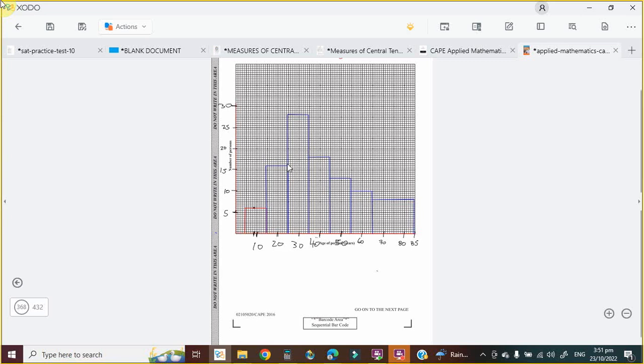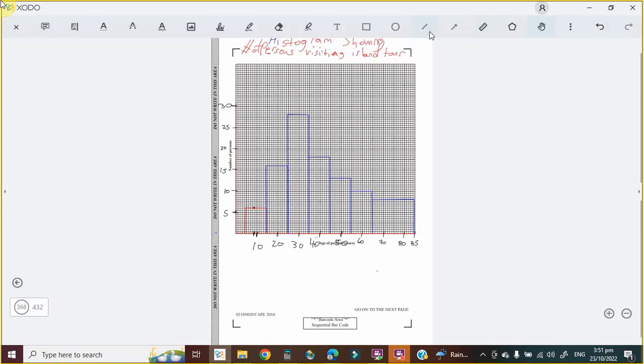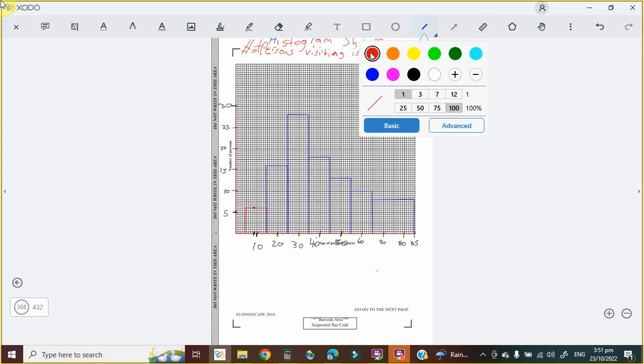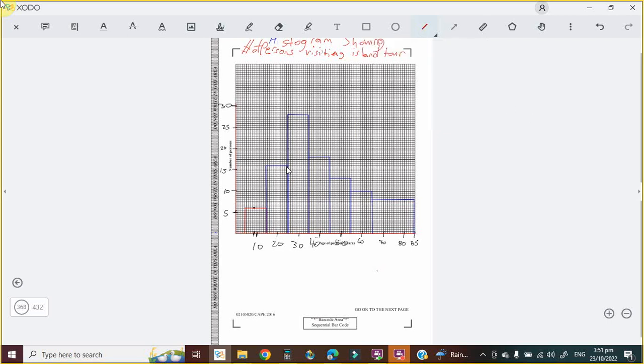What you're going to do is you're going to draw a straight line from this bar right here. Let me change the color. From the bar right before the modal class, you're going to draw it up to the top right here. Then the next thing you're going to do is the class just below the modal class right here. You draw up to the next one right there. Where they intersect, that is the mode. That is the mode, this x value.